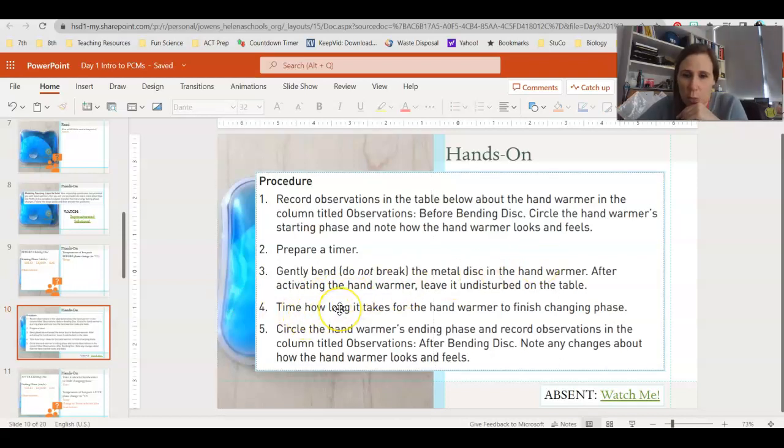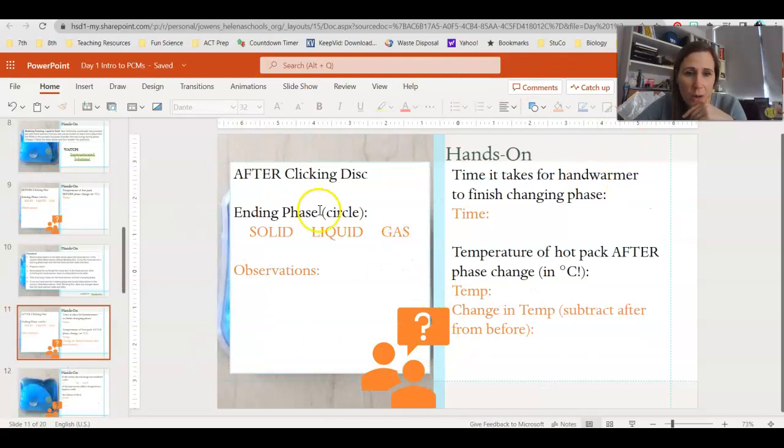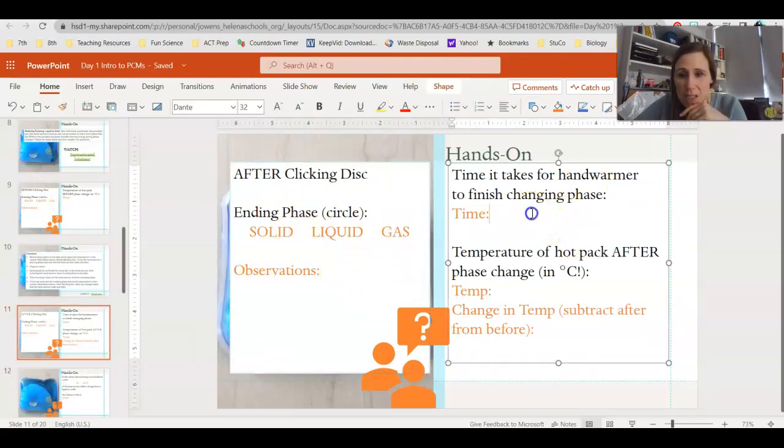After activating the hand warmer, leave it undisturbed on the table. Time how long it takes for the hand warmer to finish changing phase, so that's what you are going to do from the video at home. Circle the hand warmer's ending phase and record observations in the column titled observations after bending the disc. Note any changes about how the hand warmer looks and feels. I also show you the after temperature, so you will record that here.